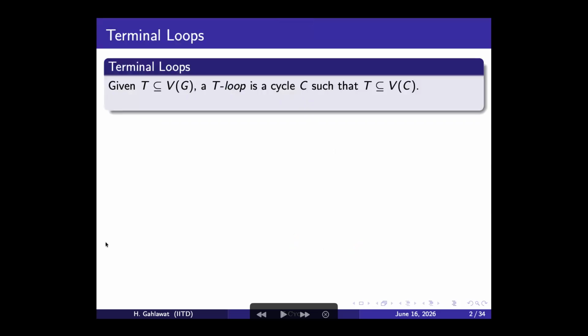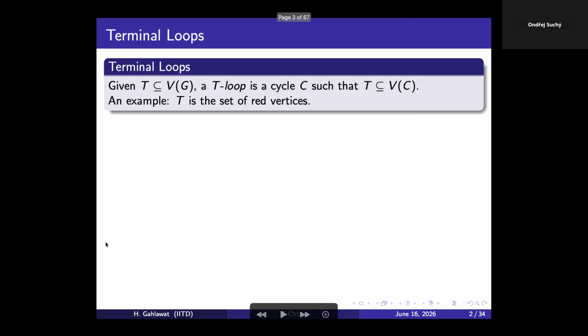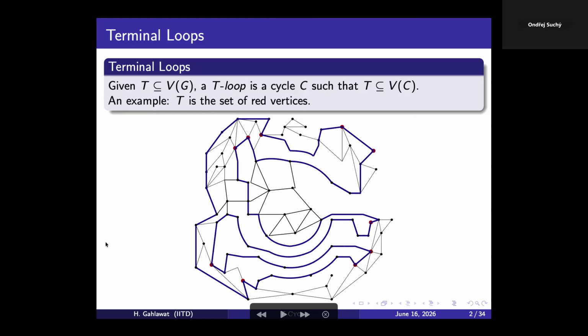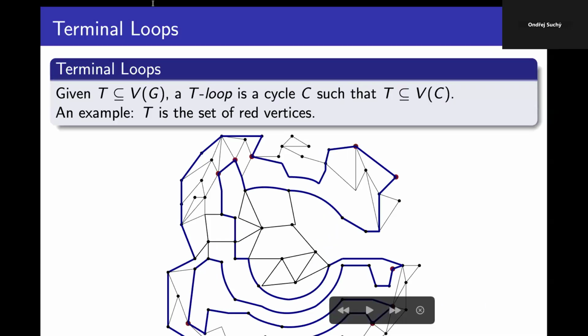First we'll define what terminal cycles are. Let's say we are given a set of terminals on a graph. T is a set of vertices, and we call them terminals. We say that a cycle is a T-cycle if all of my terminals are a subset of my cycle. For example, consider this graph here. Let's say the red vertices are my terminals, and this is a cycle that passes through all of these vertices.